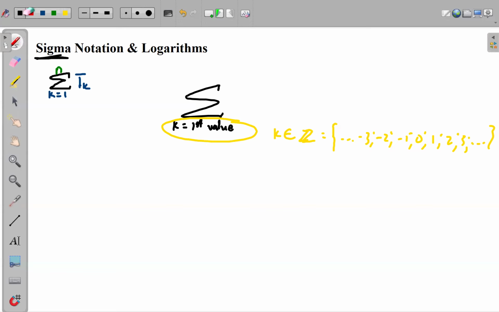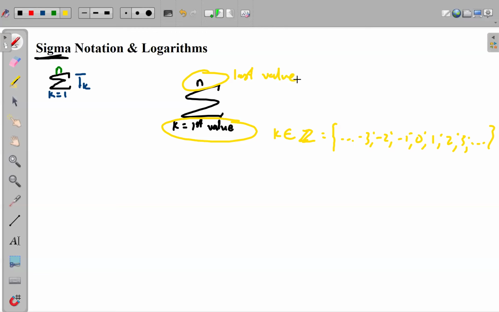Now, the n at the top here, again, it will not always be n. It could be a letter m, it can be any letter. It could be an n plus 1 as well. This will always indicate the last value.